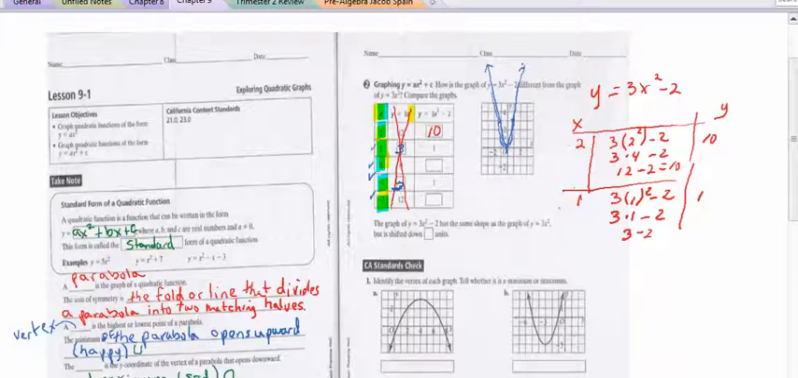And then we're going to do 0. So we've got 3 times 0 minus 2. Well, we have 0 minus 2, which is negative 2. So that's our negative 2. And then they did the same thing for the negative 1.